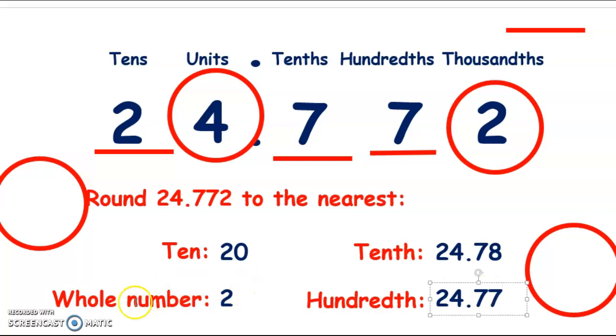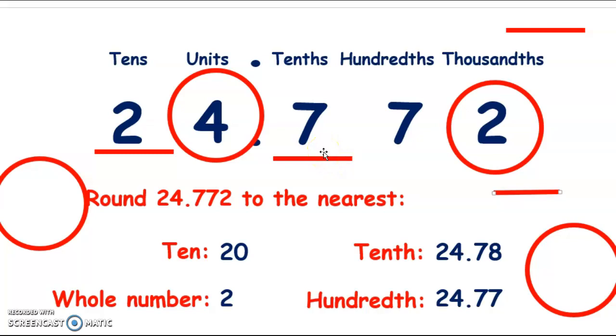Now here is a catch. We're going to round off this number to the nearest whole number. Remember, tens or units are part of whole number. Tenths, hundredths, thousandths are decimal numbers. So what do we do? In this case, I'm going to underline this 4 only.